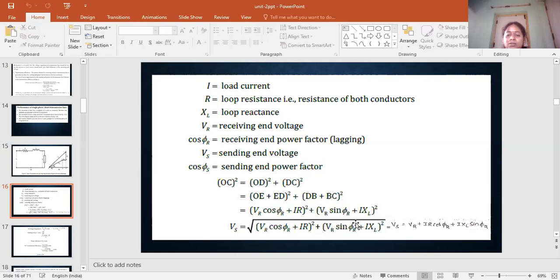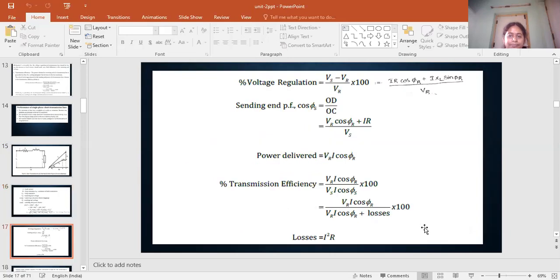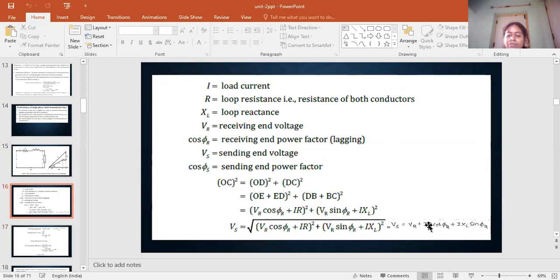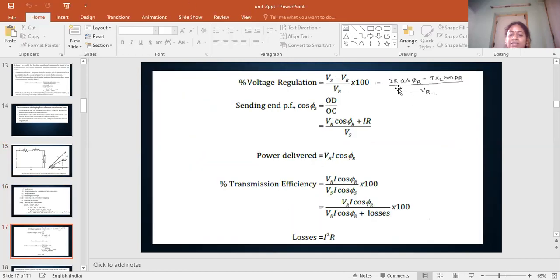So that is not needed. Okay. So directly we can write Vs equal to Vr plus Ir cos phi r plus Ixl sin phi r. Here is the value for the sending end voltage. In that value we substitute in the percentage of regulation. Vs is replaced by Vr plus Ir cos phi r plus Ixl sin phi r. Vr positive and minus Vr are cancelled. The remaining terms are Ir cos phi r plus IXL sin phi r, divided by VR.